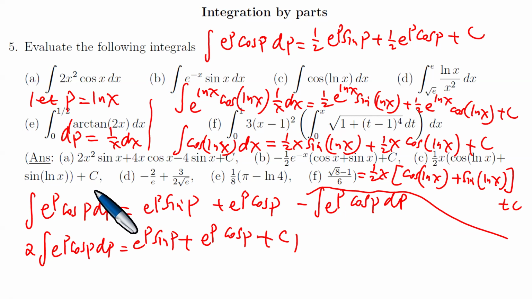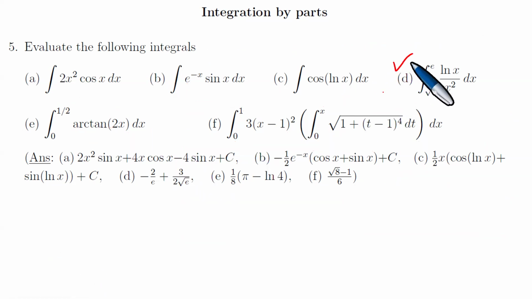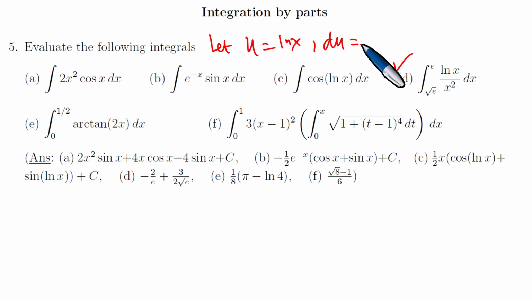Right, so let us try the next problem. Problem D. This one. Right. And these things are just pretty much the same. Okay. So now this one, you need to let u be the ln. So if in that case you let u be equal to the ln x, du becomes 1 over x dx.